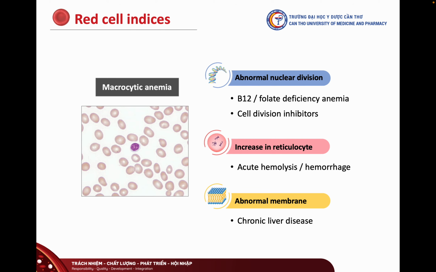So, in conclusion, when you see macrocytic anemia, always think about three core mechanisms and three main causes to guide your differential diagnosis. The three main causes that I want you to remember are, the first one, B12 and folate deficiency anemia. The second, acute hemolysis or hemorrhage. And the last one is chronic liver disease. So I want you to remember three causes like that.